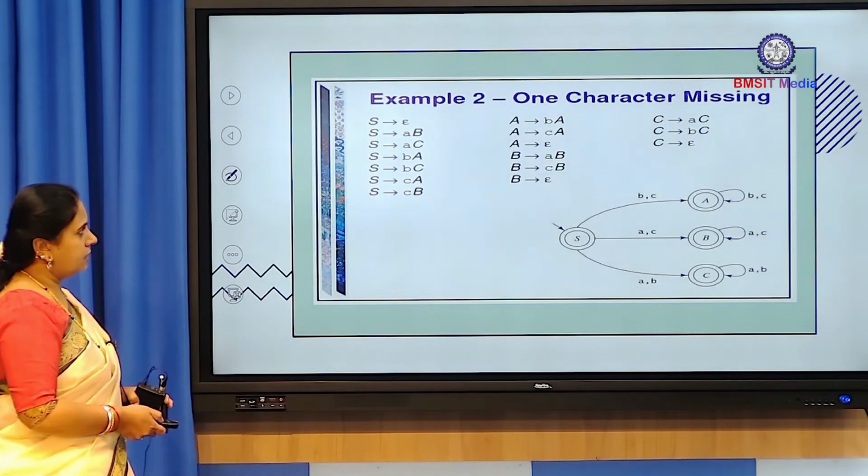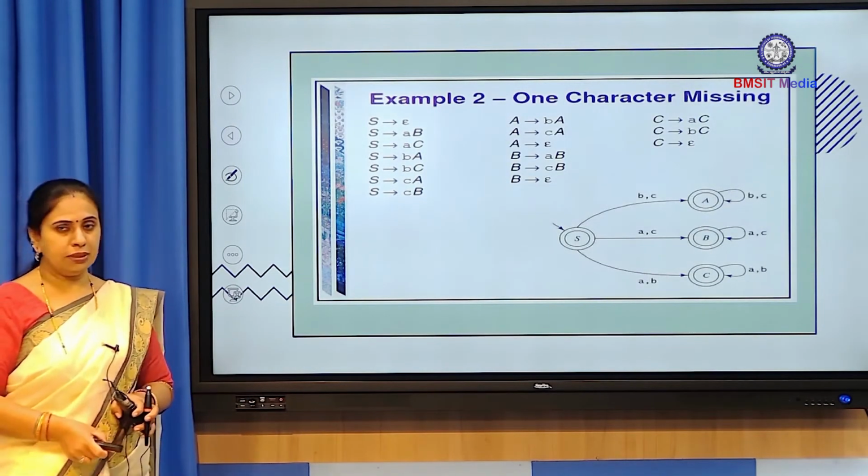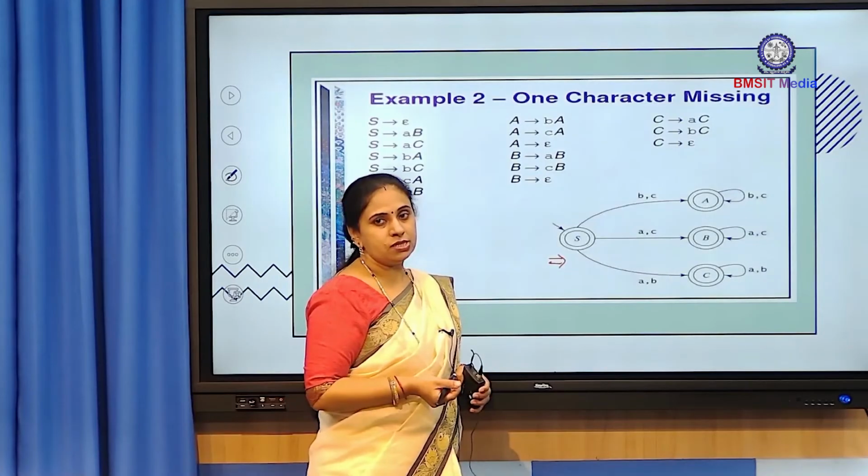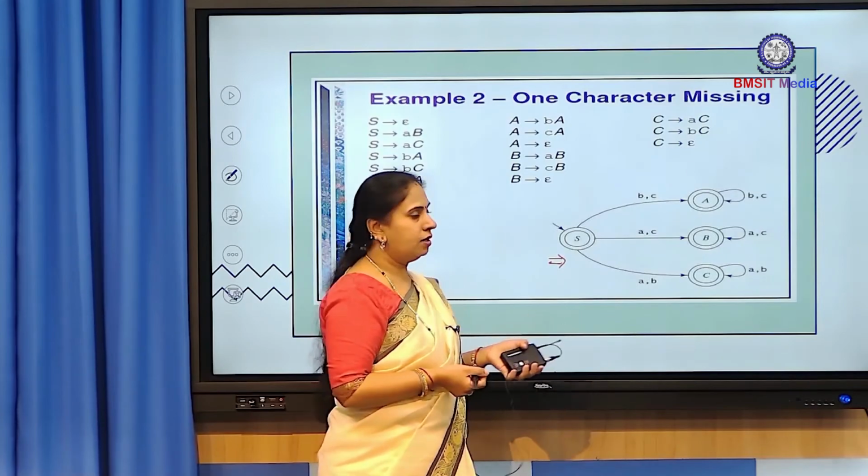So this is another example. First we will take up this particular finite state machine, and then we will go to the regular grammar in this case.